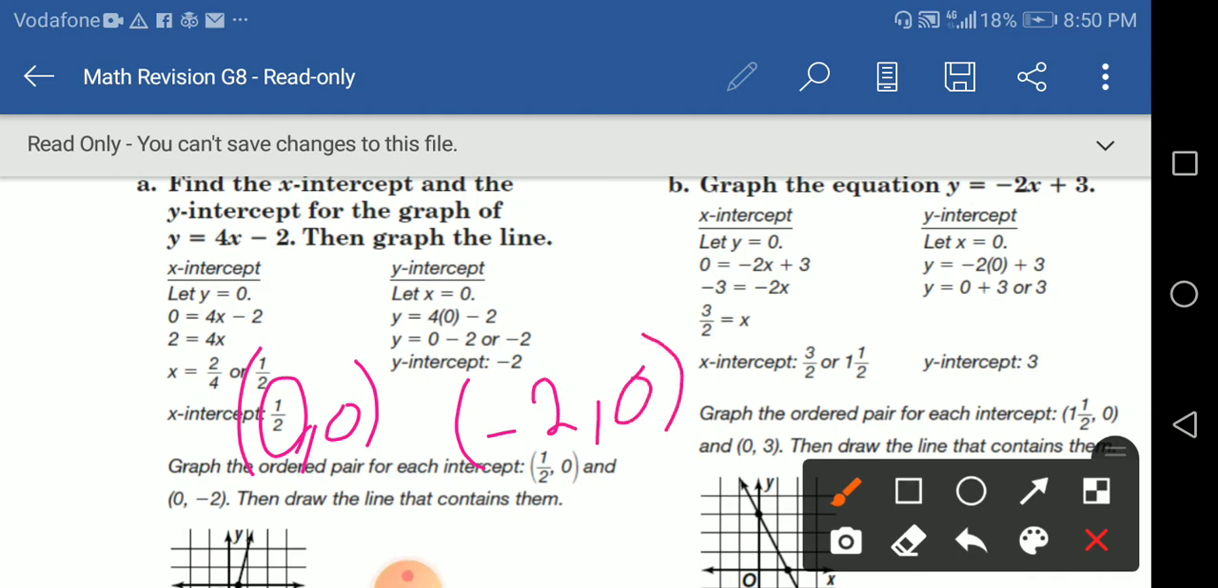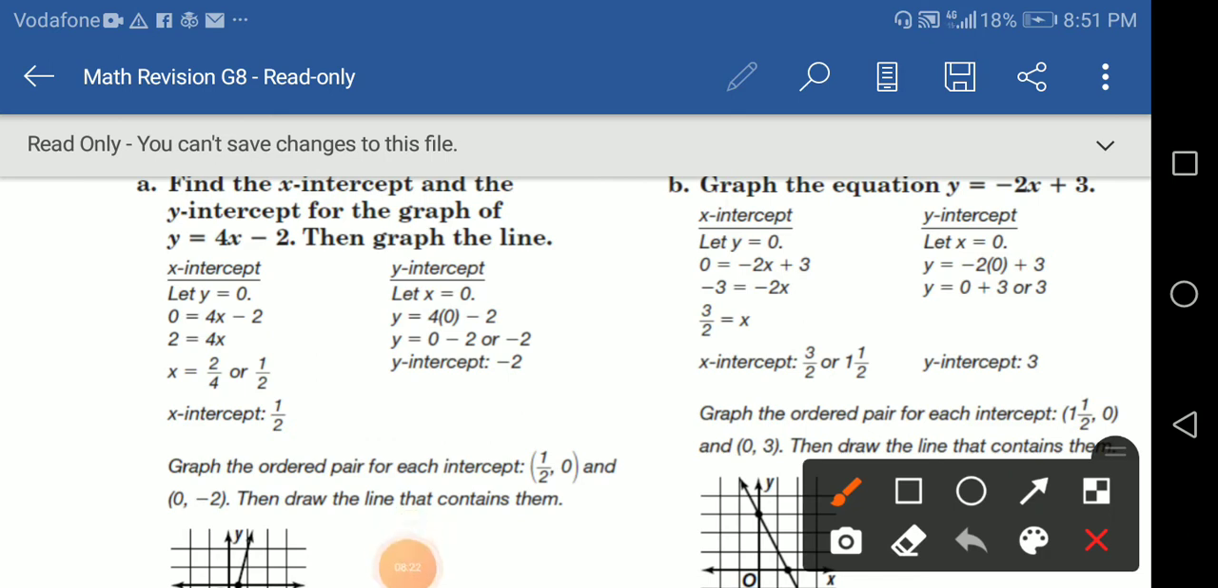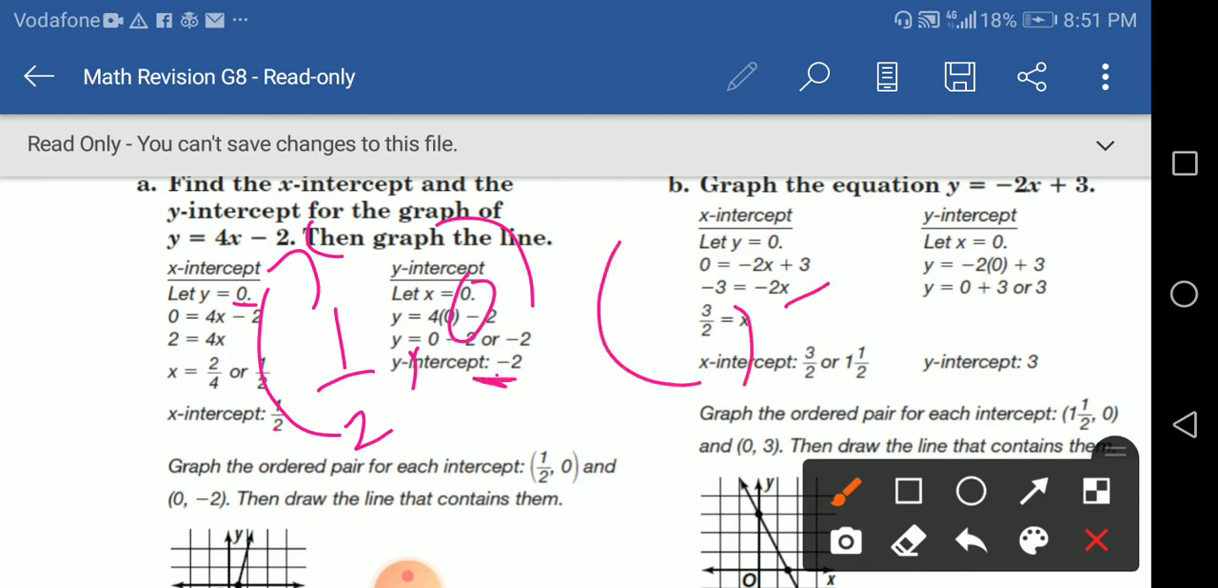Look with me, we have here x is 0 and y is -2. So I write it here. We have the x-intercept, so I have half for x and 0 for y. And I have the y-intercept, and I want to write it in the right order, -2 for the y and 0 for x. So we have half and 0, and 0 and -2. This is more clear. Then graph it.